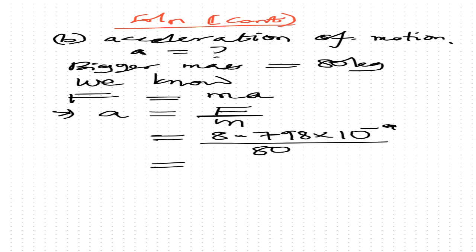Divided by 80, we get 1.09975. So I will say 1.0998 to 4 decimal places, times 10 exponent negative 10 meters per second squared. That's all. So that's how you go about this question.